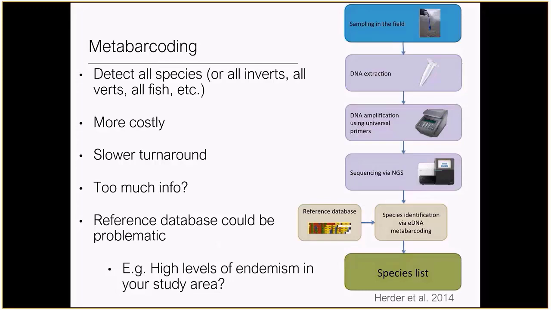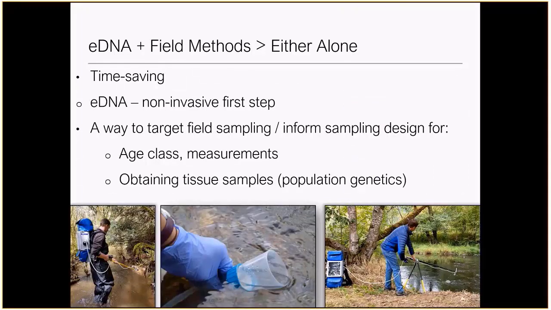So my opinion is that eDNA plus field methods are often more powerful than either alone, and can be a time-saving method. eDNA could be a non-invasive first step where you don't have to get your hands on a species. And it can be a way for you to target your field sampling or inform your field sampling design. So is the species within the area, and do you want to go in and do a more intensive, say, electrofishing survey where you're going to get age class information, measurements, information you can't get from an eDNA sample.